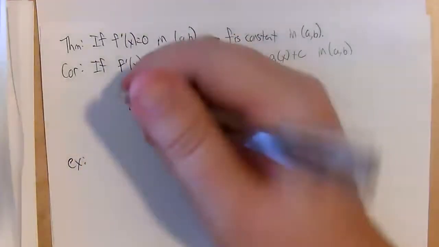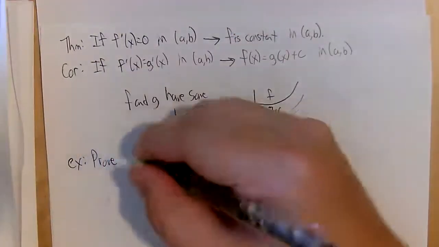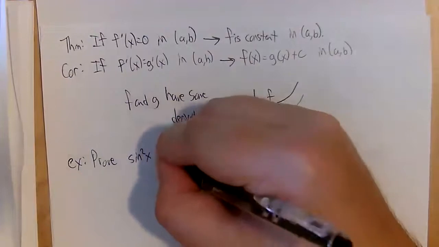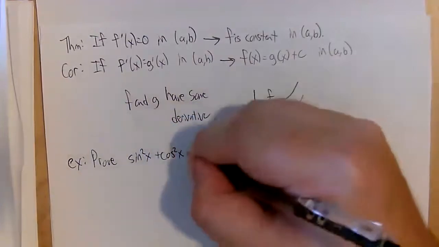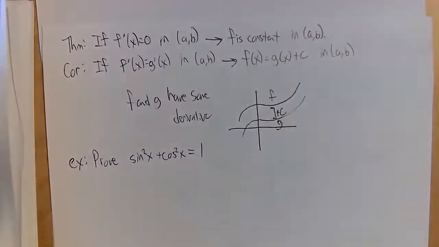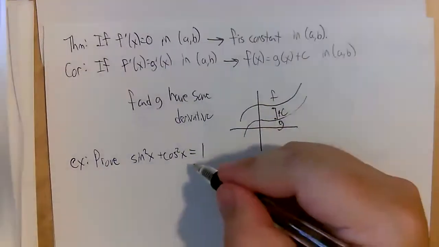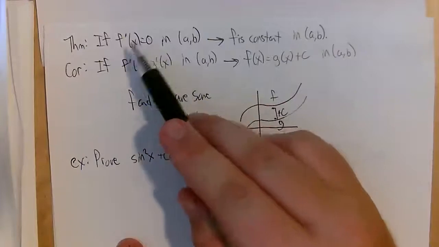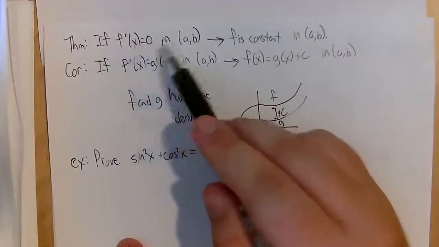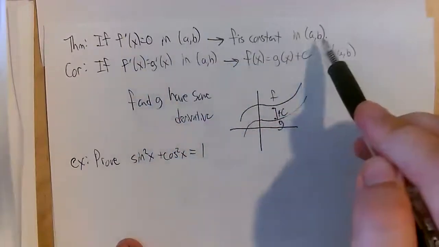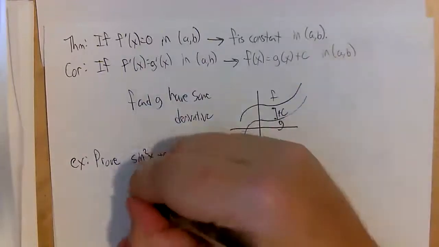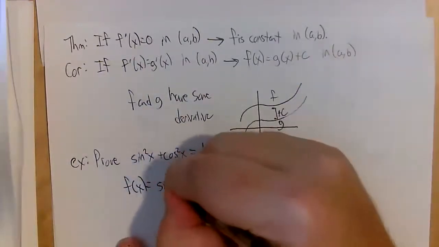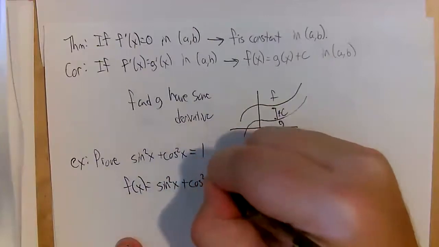So here's an interesting example. One fact that we use very often is that sine squared plus cosine squared is equal to 1. So what we want to do is prove that this is true. All right, so we're going to use this fact up here: if f prime is constantly 0 in an interval, then f is constant in that same interval. So let's say that f of x is the function sine squared plus cosine squared.